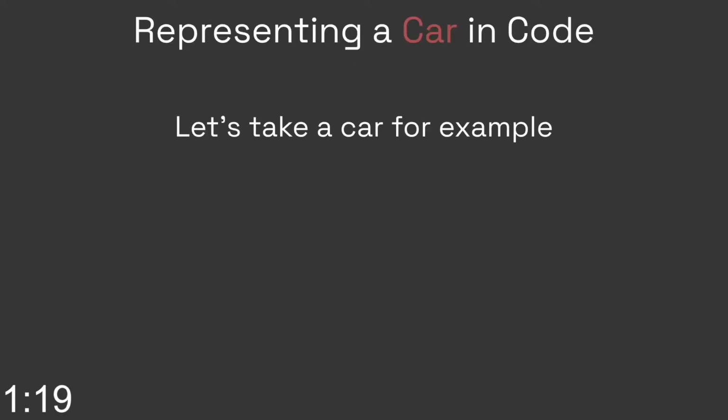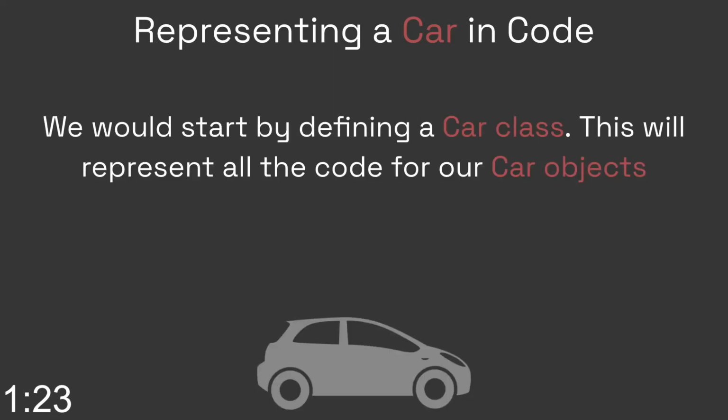Let's take, for example, a simple car that we would like to represent in code. We would start by defining the car class. The class will represent all of the code for any car object we create. Think of the class as the place that defines your object's attributes and functions.